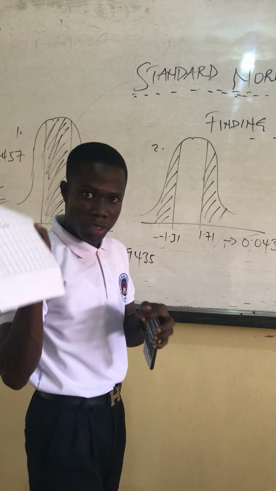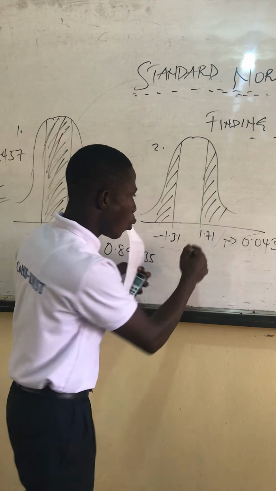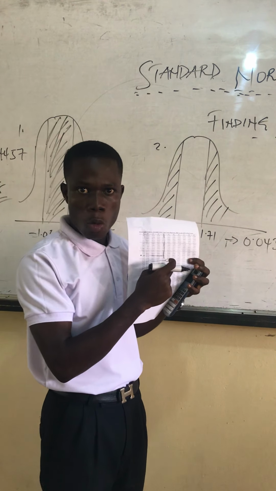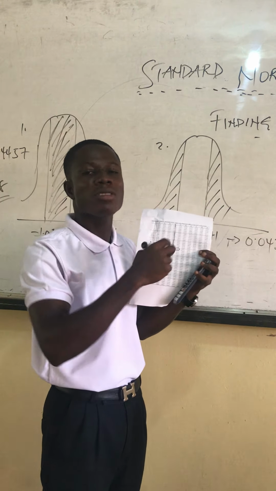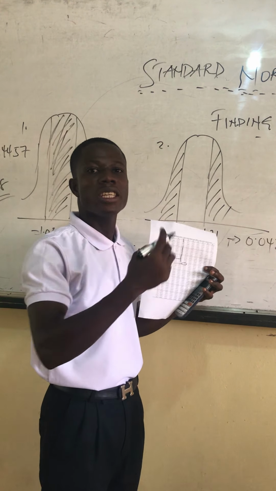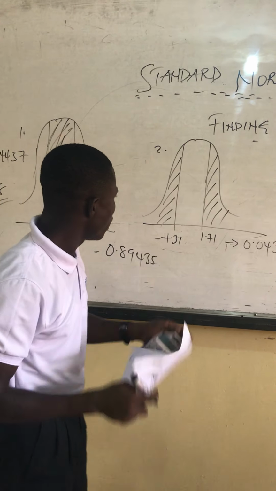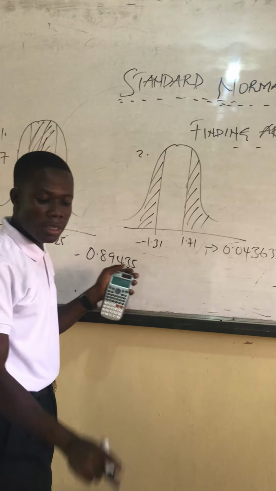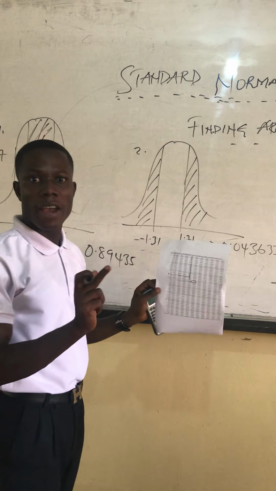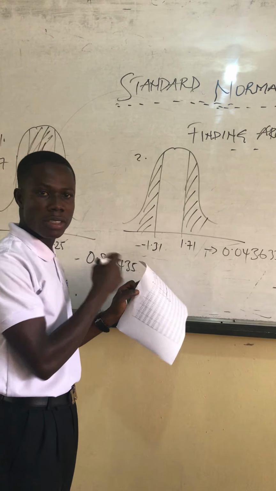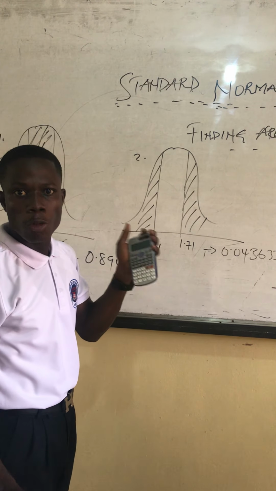So when you are using the table, you find 1.71 on the table. Then the area that you get, you have to subtract from 1, because it is on your right of z. Here it is on my left of z, so the area I get here is my final area, because it's on my left of z. Or you can use the calculator to find it.